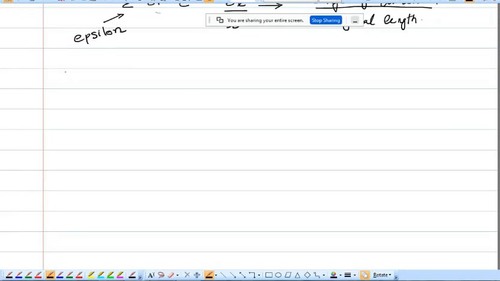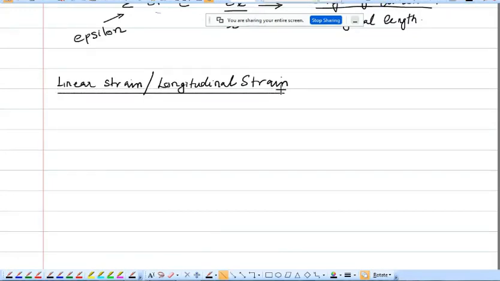This may be also called as longitudinal or linear strain. First of all, we should know what is a longitudinal or linear strain. In the previous diagram, you have considered a body that was subjected to a force. To understand what this linear strain is, you have to understand the axial loading concept.